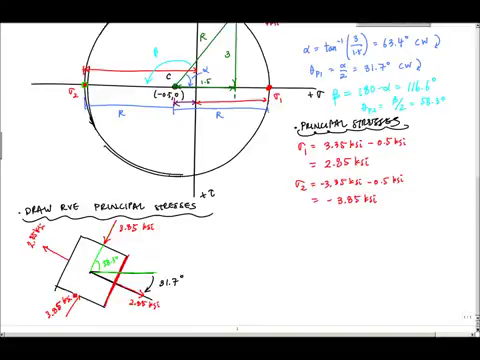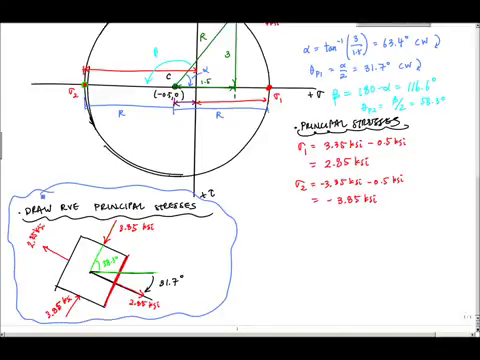Okay, and this is my principal stress state. There are no shear stresses in my principal stress state, but this is it. This is my principal stress state. So this would be my answer to part A of this problem, or part 1.